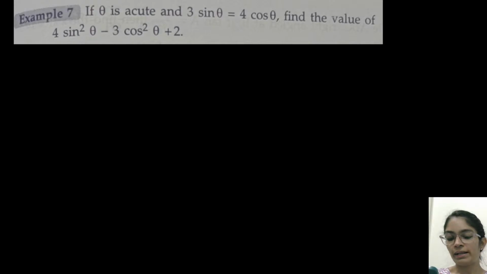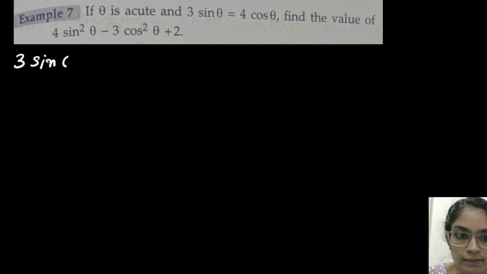One more. Okay, let's do this one. This is a slightly different question. I want you to pay attention here. The question is different from the questions we have done previously. Let's see what is given to us. We are given 3 sine theta is equal to 4 cos theta.